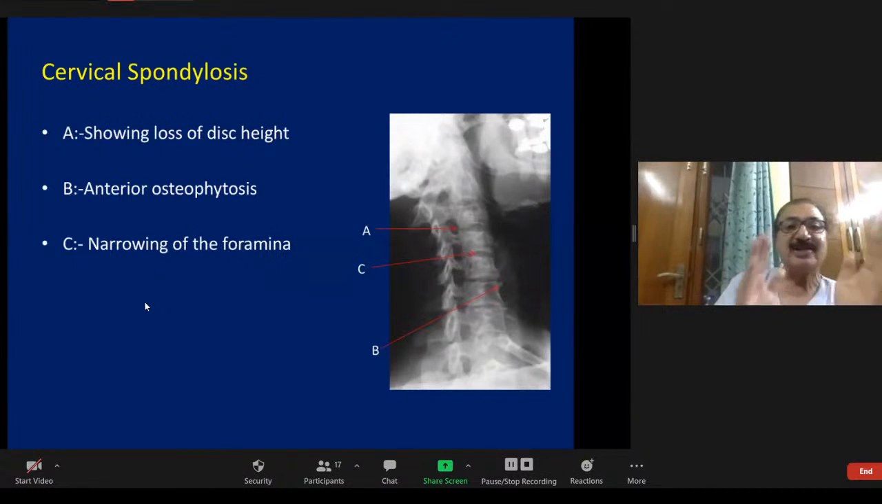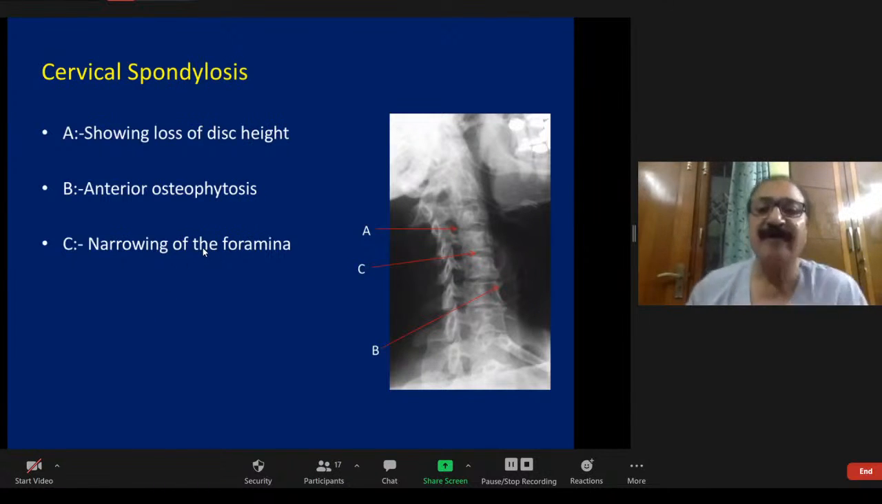Coming to the cervical spine, I told you already, I am not going to repeat whatever examples I've shown you of infective focus in the dorsal spine. Infective focus in the cervical spine will be almost similar. In a cold abscess there will be an increase in the prevertebral soft tissue space.